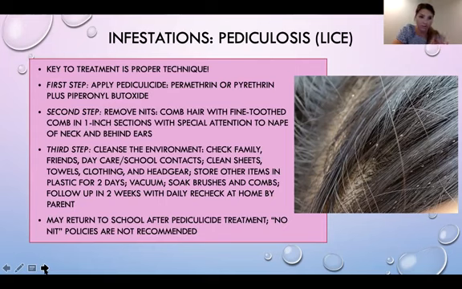So wash clothing, bedding, all that in hot water. The book recommended storing other items in plastic for 2 days. And then vacuuming any carpet, obviously, vacuum really well because they can be in the carpet. Soak brushes and combs, and then follow up in 2 weeks with a daily recheck at home by the parent. So, proper technique is key.